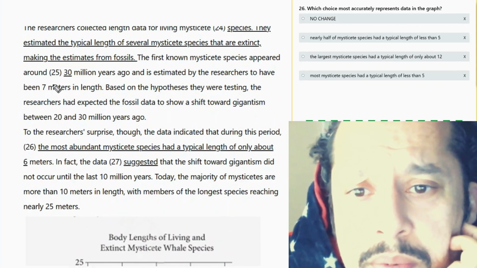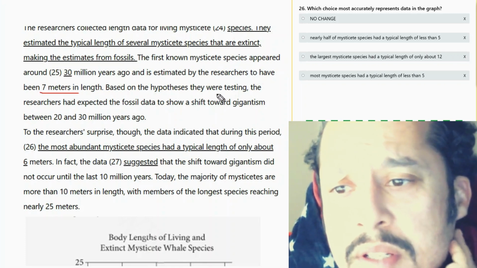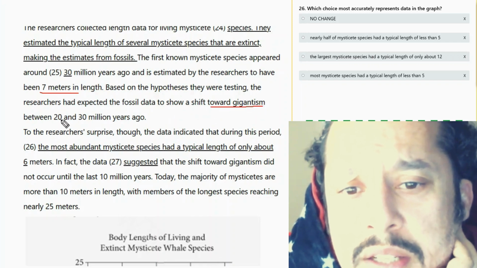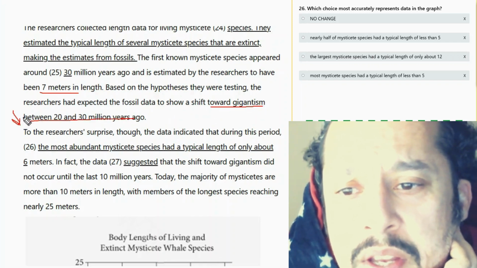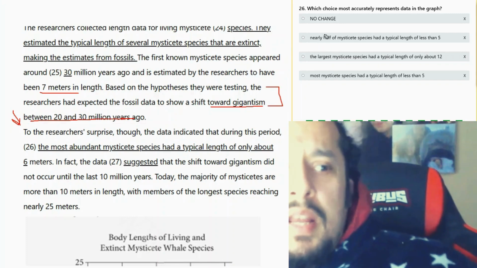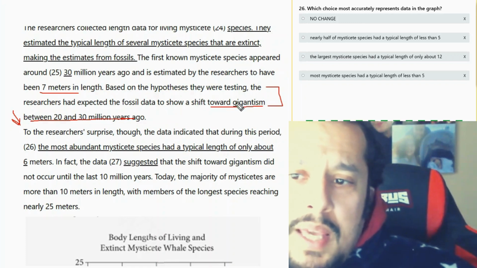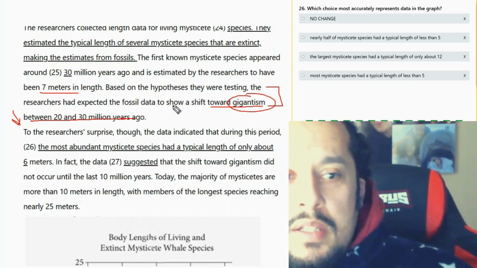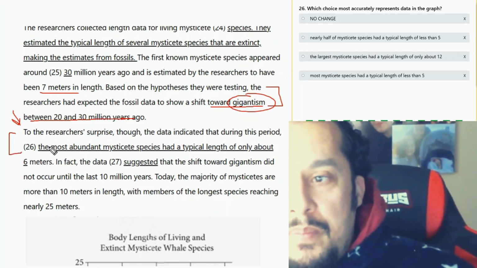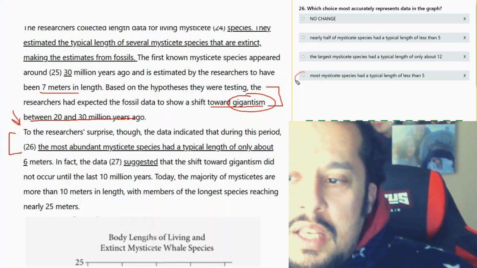The first known species appeared 30 million years ago and had a 7 meter length. Based on the hypotheses that we're testing, the researchers had expected the fossil data to show a shift towards gigantism. Okay, there you go. So the previous idea, because I was so confused, I was saying, well, how do we solve this? Since none is correct, I have to go back to the passage and read it. And so here in the previous information it says most of them became giants, or they thought most of them became giants, but then when they do this study they found that they weren't giants, they were actually small. So we want to indicate that most of them were small, not giants. So answer D is the best answer.